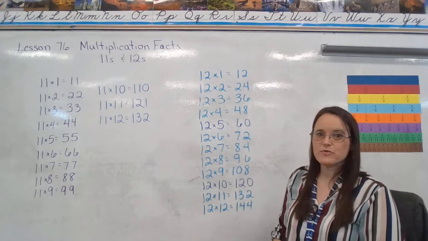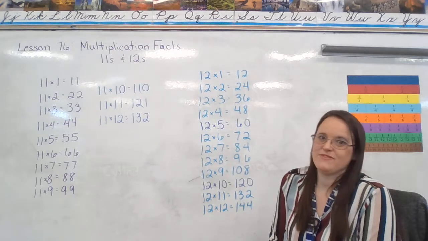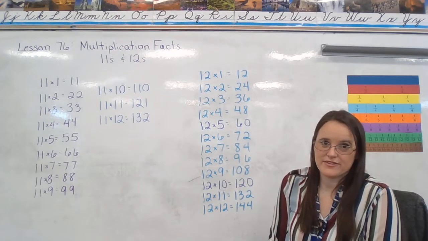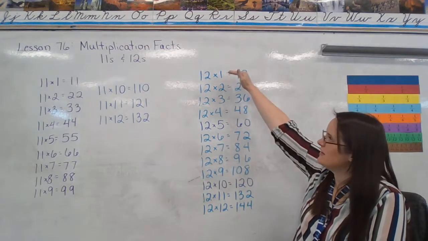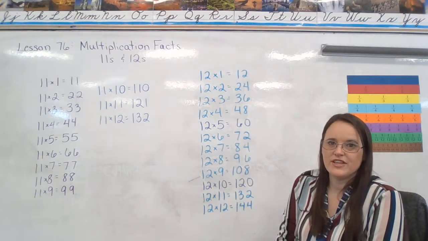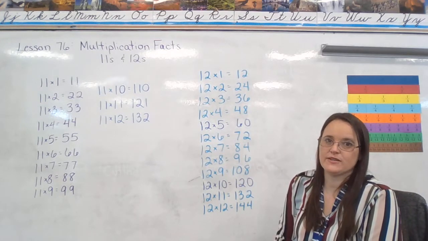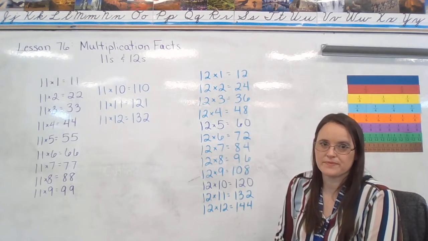All right, let's move on to 12s. There is a pattern with 12s as well. It's just not quite as obvious as the 11s pattern. So I want you to take a look. I've got 12 times 1 all the way down to 12 times 12. Look at the answers and see if you notice what's going on here.